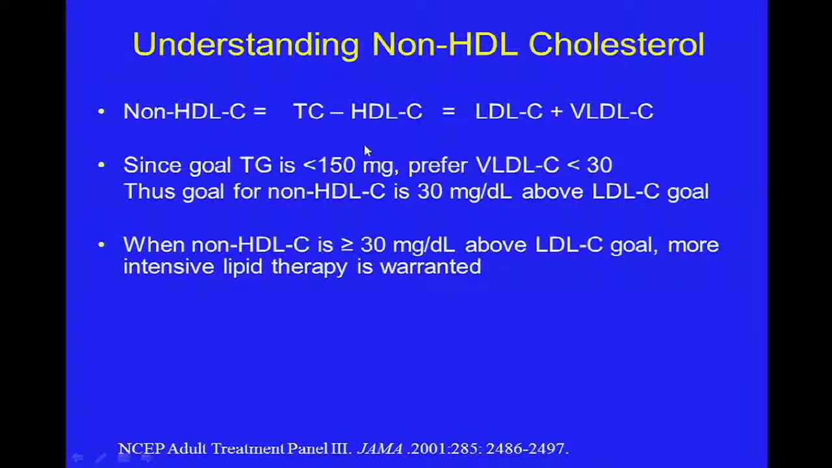So non-HDL is simply total minus HDL, so it's LDL and VLDL cholesterol. Since we want triglycerides less than 150, and VLDL cholesterol is triglycerides divided by 5, we want the VLDL cholesterol to be no more than 30. So if you then look at the non-HDL goal, it's always 30 milligrams per deciliter greater than the LDL goal.